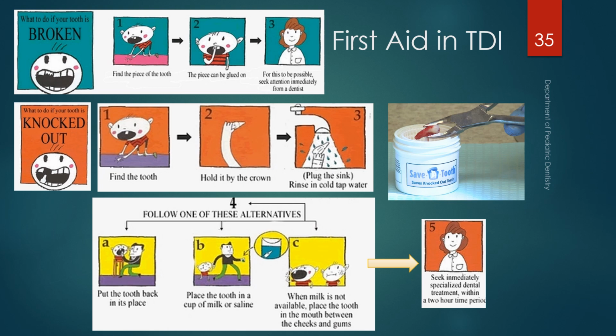But milk you can find anywhere. You put the avulsed tooth in the milk, and get the child and the tooth to the dentist so that we can reimplant it. Remember, using the decision tree on avulsion.